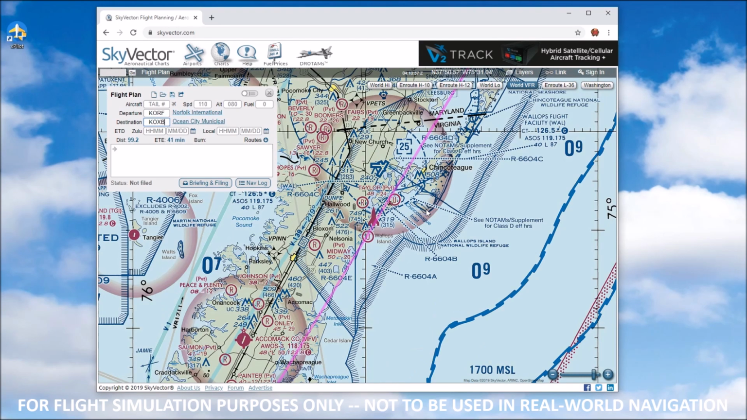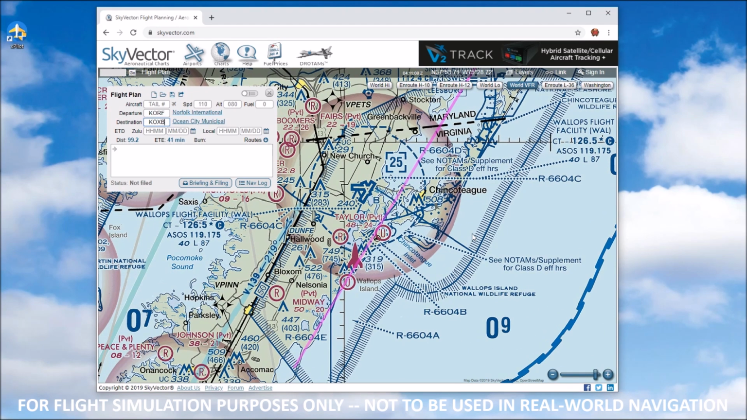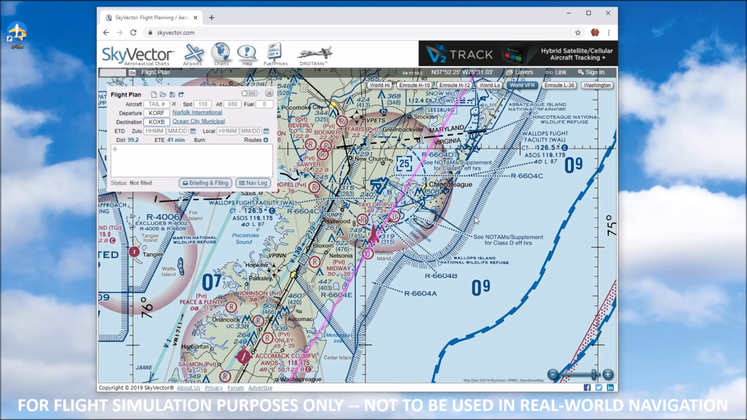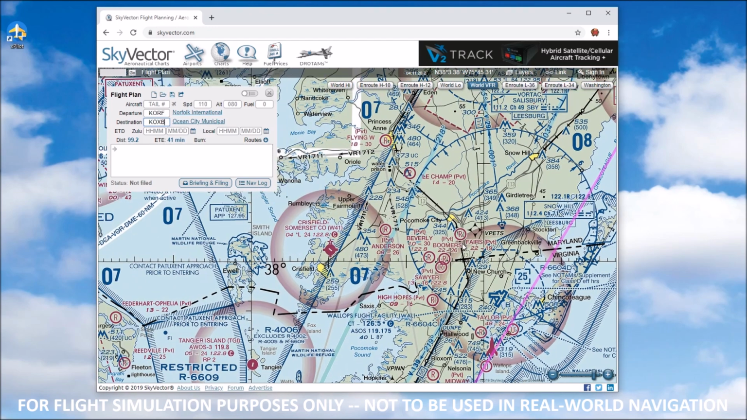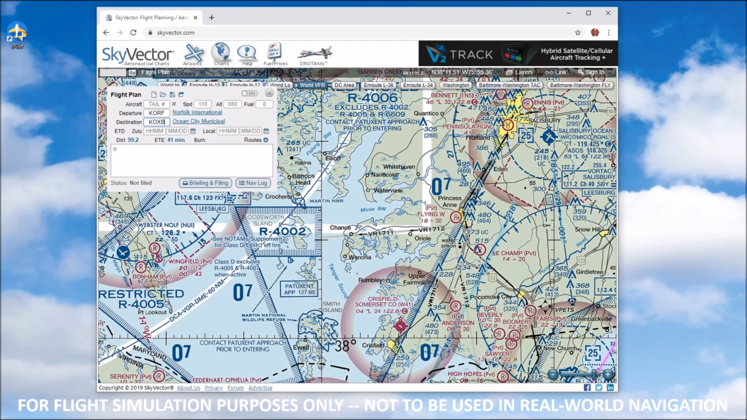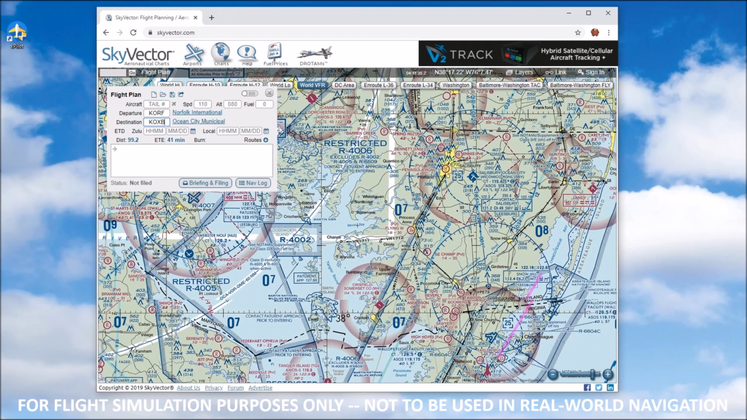We get this nice big restricted chunk of airspace right here near Wallops Island Flight Facility, which is a military testing area where they launch rockets and stuff like that. You don't really want to be flying through there. And if you look to the west, well, guess what? We've got another restricted airspace. This one's associated with Patuxent Naval Air Station right there in southern Maryland.